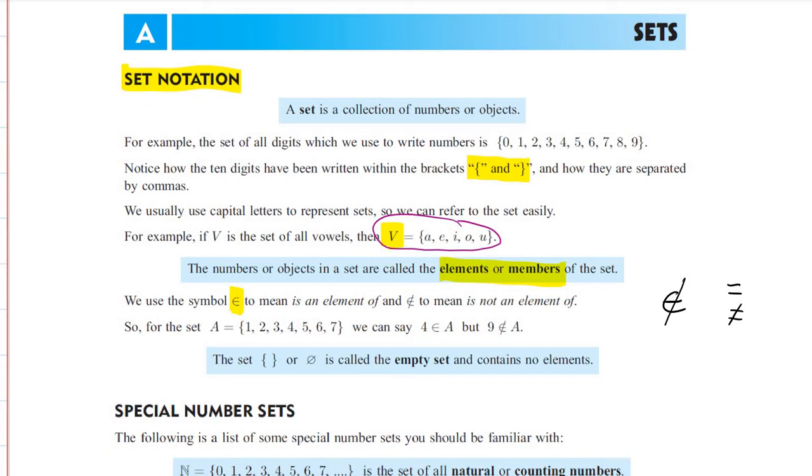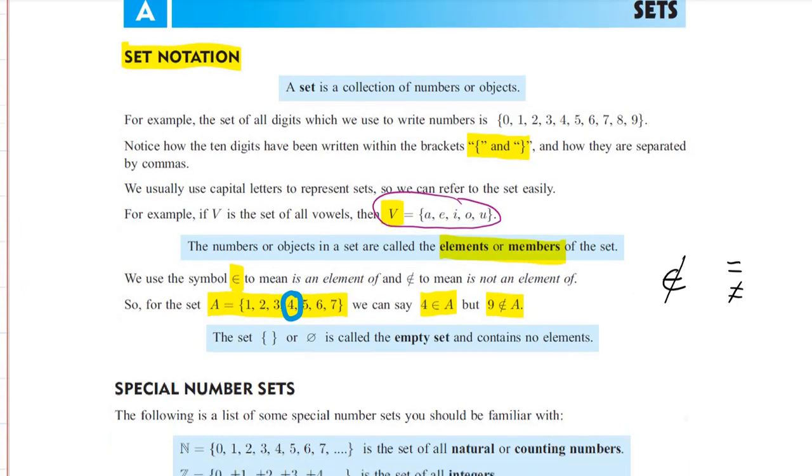So for example, in this set A, we have the numbers 1, 2, 3, 4, 5, 6, and 7. Therefore, 4 is an element of set A, but 9 is not an element of set A. That's because 4 is inside the set and 9 is not.